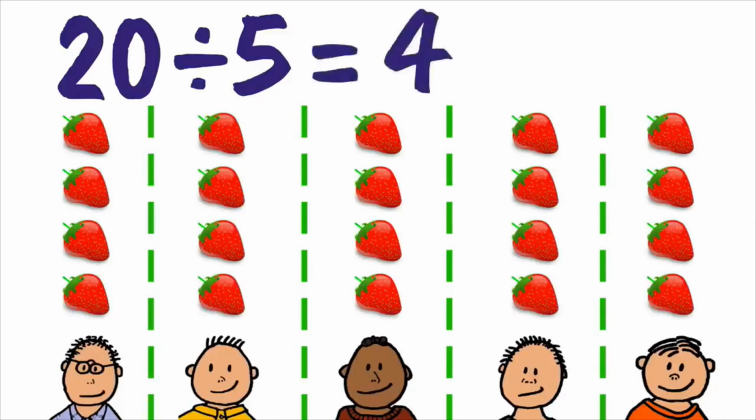Yeah, 4. Awesome! 20 divided by 5 equals 4. That means each person gets 4 strawberries. 20 divided by 5 equals 4. 4 is the quotient. Great!